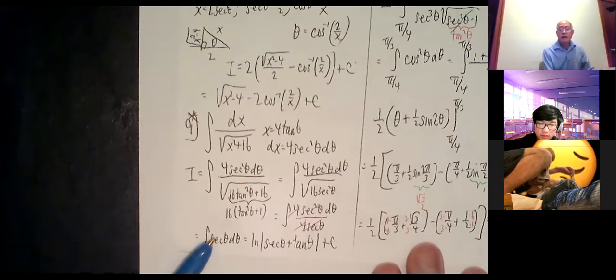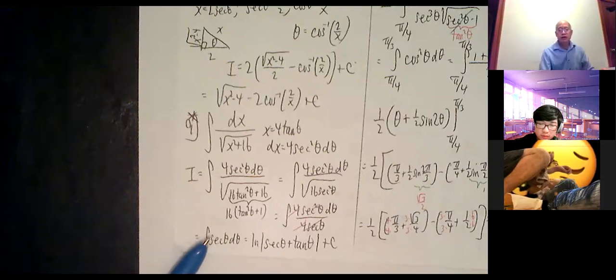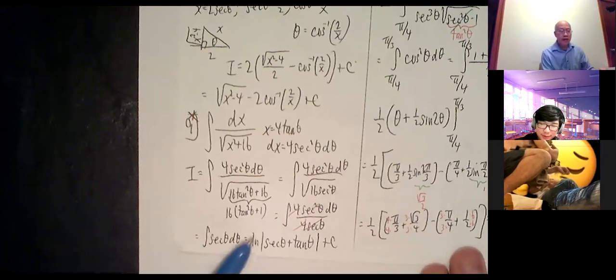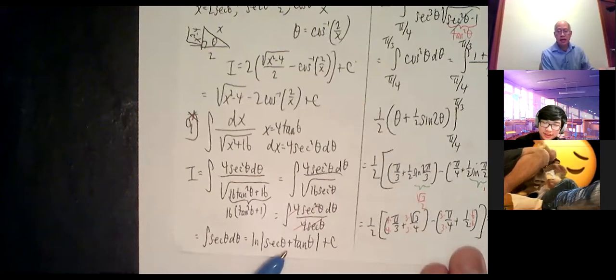And we just talked about this. This is one of those new ones, and you don't have to memorize it. If we were meeting face-to-face, I would actually make you memorize it. But that's one of the special integrals. It came out to be ln absolute value of secant theta plus tangent theta plus c.